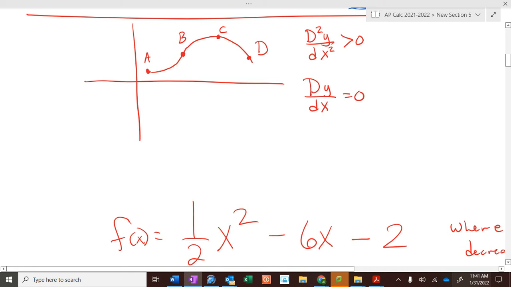Okay. Shh. What is this telling us? It's concave up. Okay, it's a minimum or maximum, but if it's concave up, it has to be a minimum. Where is it a minimum and it's concave up? A.